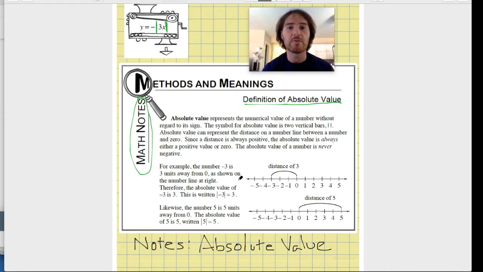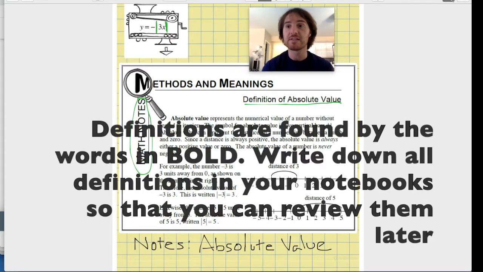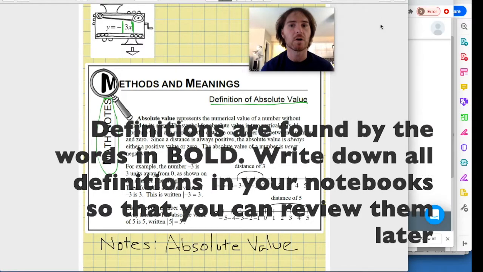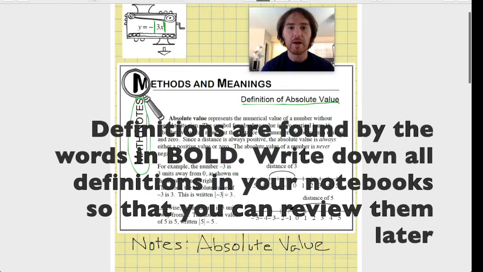Okie dokie. So let's go ahead and read through it together and figure out what we need to write down in our notebooks, of course. So absolute value represents the numerical value of a number without regard to its sign. Very nice there. This textbook gave this to us in bold. That means they're giving us a definition, or their best description here. So if it's a definition, if it's in bold, then it's worth copying word for word what they have in the textbook. So that's what I'll do right now.